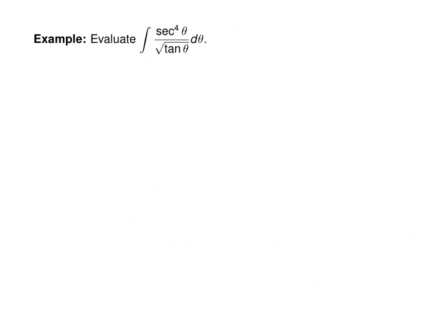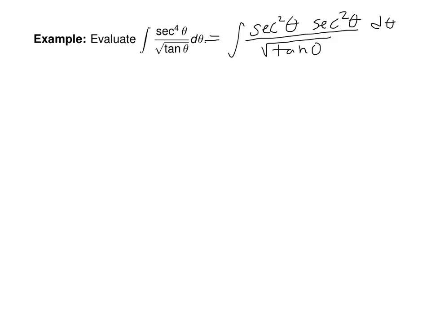In this next example, because the power on the secant is even, what we can do is save a secant squared. So we'll have secant squared theta times secant squared theta d theta, with kind of an end goal of letting u equal tangent of theta. Because if we do that, then du will be secant squared theta. But first we have to change those secant squared thetas into tangent squared thetas. And remember that secant squared theta is equal to tangent squared of theta plus 1.